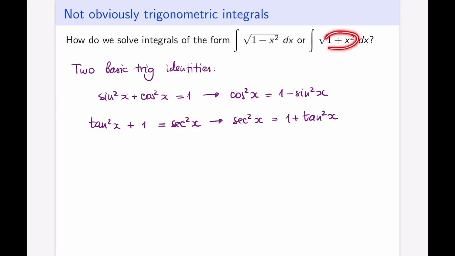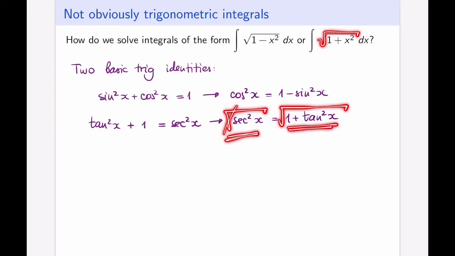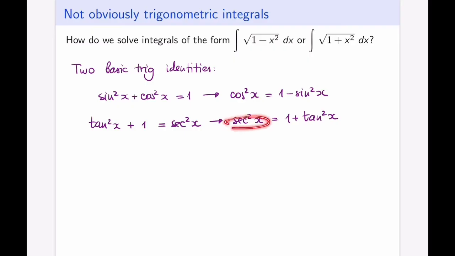And now, this 1 plus something squared is in the same form as 1 plus tangent squared. And again, taking the square root is not going to be detrimental here, because if we replace the right-hand side with the left-hand side, the square root and the square simply get cancelled, producing a reasonable expression of simply secant x.